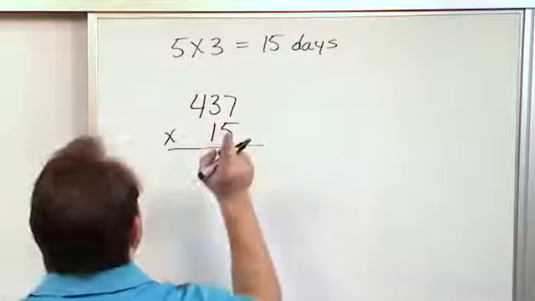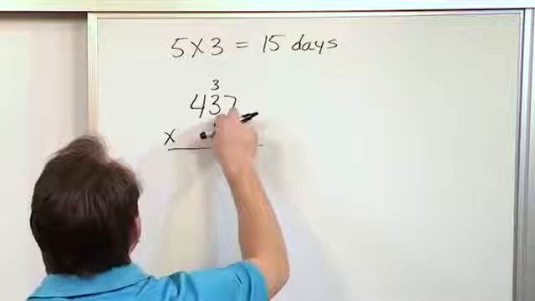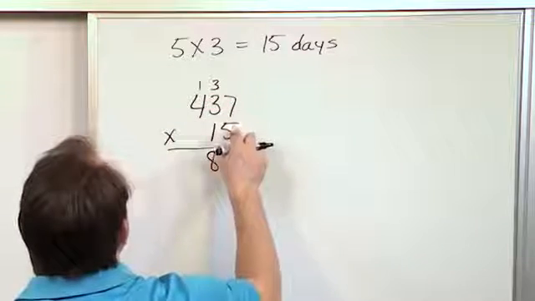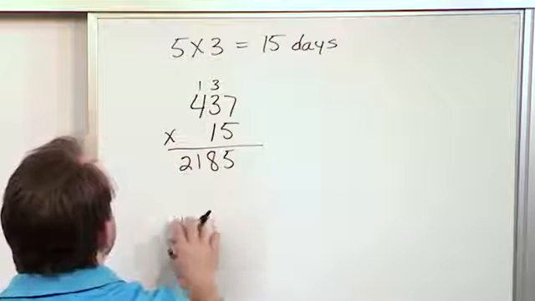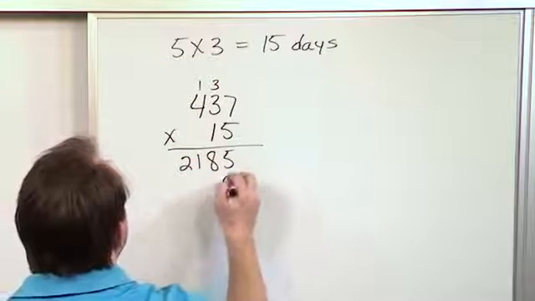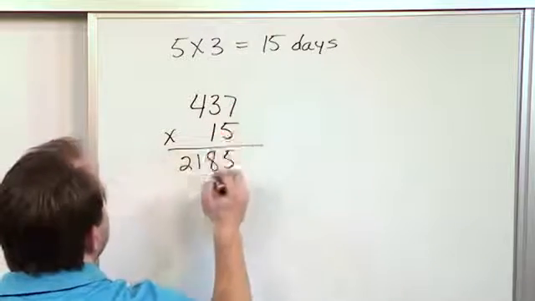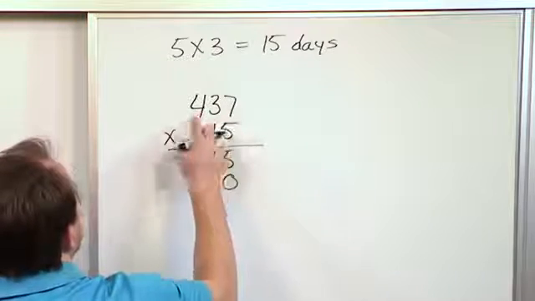So 5 times 7 is 35, so we put the 5, carry the 3. 5 times 3 is 15, plus 3 is 18, so we put the 8, carry the 1. 5 times 4 is 20, plus 1 is 21. Okay? Then we go down to the next level and add a 0. And we erase what we carried so we don't get confused. 1 times 7 will then be 7. 1 times 3 will give us 3. 1 times 4 will give us 4.